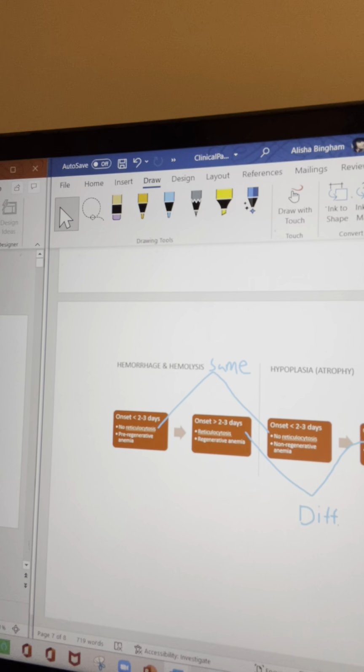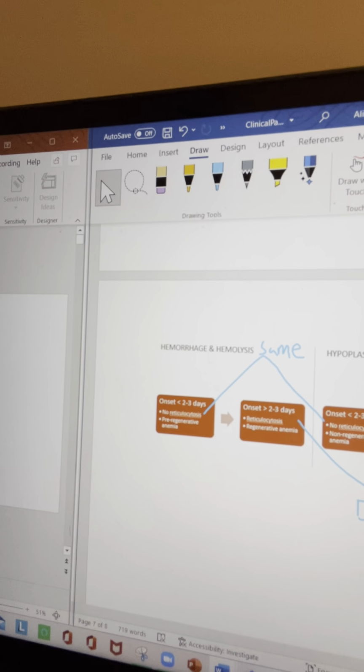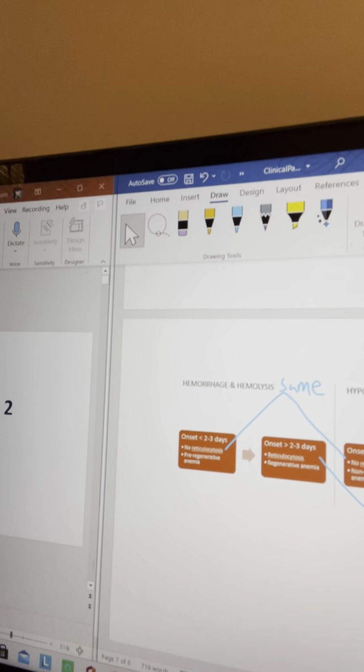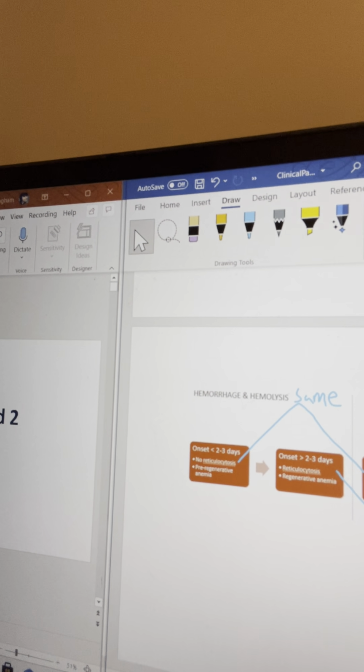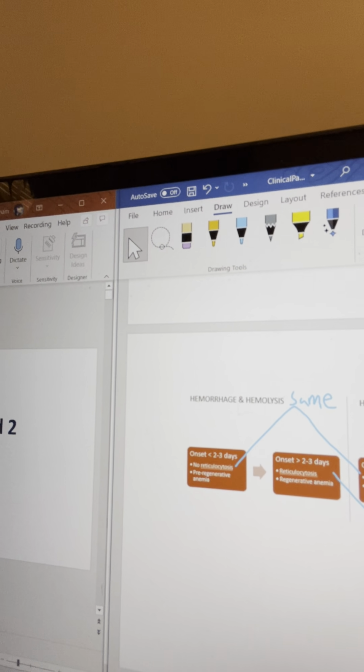I'm just going to show you this actually. Here we have hemorrhage and hemolysis on this side, and then we have hypoplasia, atrophy on this side. So the onset is the same for hypoplasia, hemorrhage and hemolysis. However, when it's more than 2 to 3 days in the onset, that's when they differ in reticulocyte number.